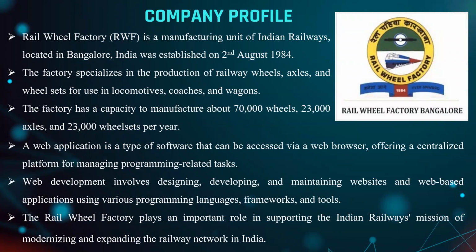Rail Wheel Factory is a manufacturing unit of Indian Railways located in Bangalore, India. It was established on 2nd August 1984. The factory specializes in the production of railway wheels, axles, and wheel sets for use in locomotives, coaches, and wagons. The factory has a capacity to manufacture about 70,000 wheels, 23,000 axles, and 23,000 wheel sets per year.